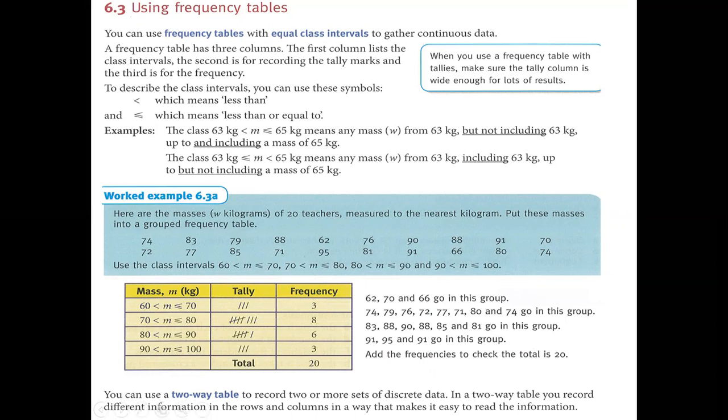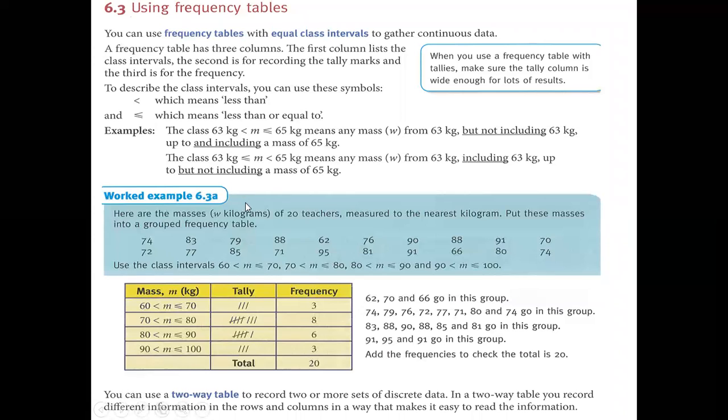There are two types of signs. This sign shows less than, and this sign shows less than or equal to. Remember this, because we use most of these types of signs. For example, if you have a class in between numbers, you write more than 63 but less than or equal to 65, which means from 63 but not including 63, up to and including the mass of 65.